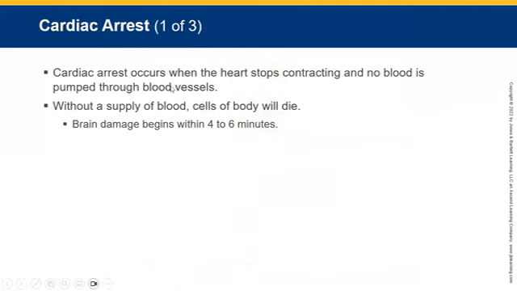All right, cardiac arrest occurs when the heart stops contracting and no blood is being pumped through the blood vessels. Without a blood supply, cells of the body will die. Brain cells between 4 to 6 minutes. Heart muscle damage occurs between 8 to 10 minutes, anything from there onwards.